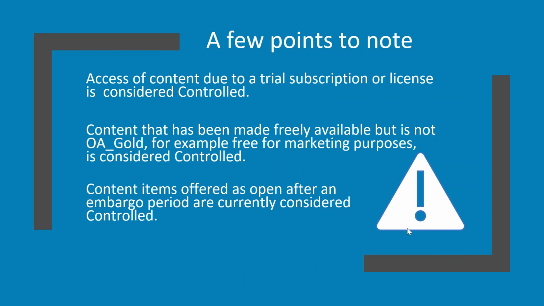Noting that if you've got a trial subscription or a trial license or a license, then access of content is considered controlled. Content that has been made freely available but is not OA Gold, so this might be, for example, an article that's been made available free of charge for marketing purposes, that type of content is considered controlled. Content items that are offered as open after an embargo period, so with some journals you might get 3 months, you might get 6 months, you might get 12 months, and then articles are made available. Those content items are currently considered controlled.